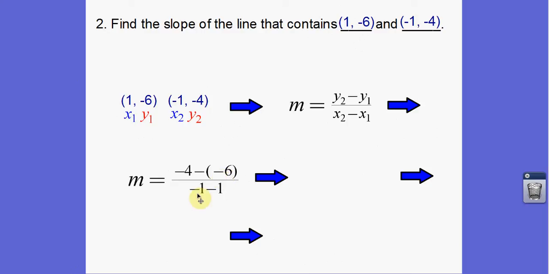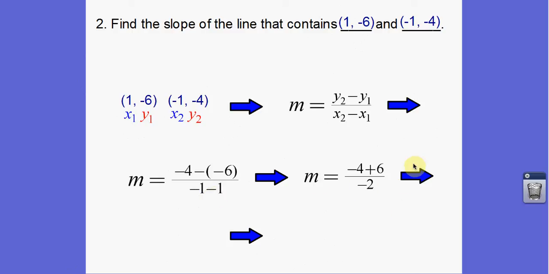In the bottom, in the denominator, x sub 2 is -1. That's coming from right there. Look, minus sign in the formula, and then x sub 1 is a positive 1. Okay? Now we have to remember that a minus and negative is a positive. So I'm going to rewrite this as -4 plus 6. And then in the denominator, -1 take away 1 is -2.